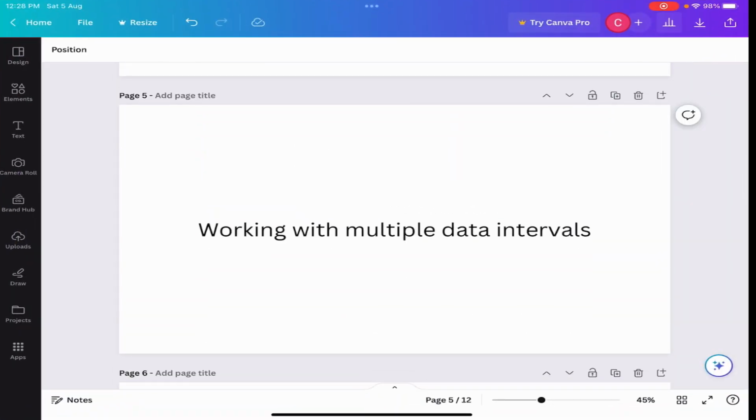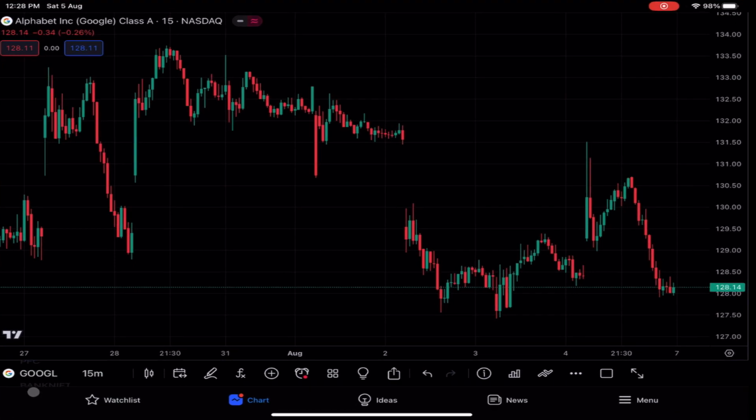Working with multiple data intervals. So if you want to be a successful trader, then you need to always look at the larger time frame and you need to see if you are going with the trend or not. So let's see how we can do that.